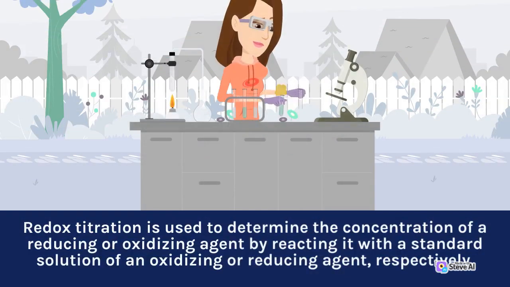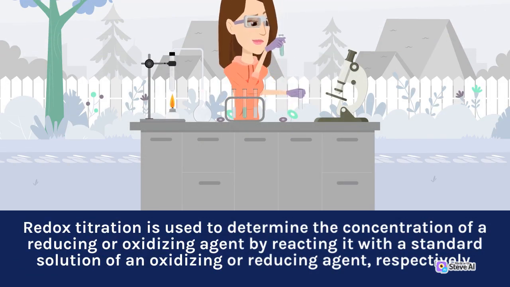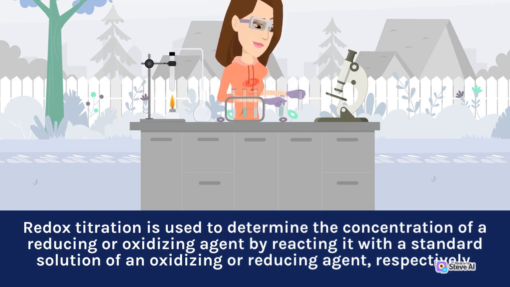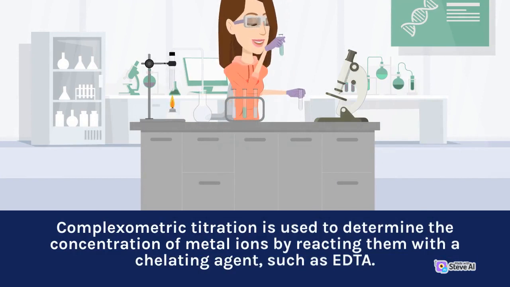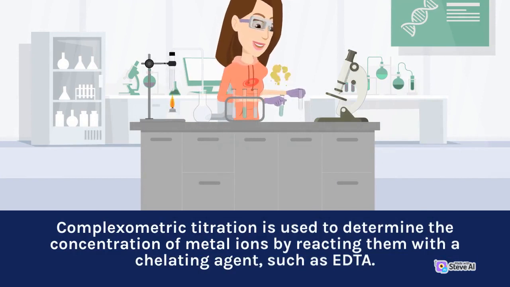Redox titration is used to determine the concentration of a reducing or oxidizing agent by reacting it with a standard solution of an oxidizing or reducing agent, respectively. Complexometric titration is used to determine the concentration of metal ions by reacting them with a chelating agent, such as EDTA.